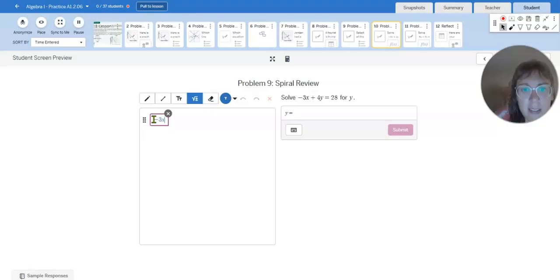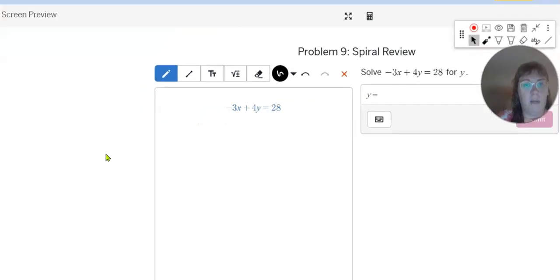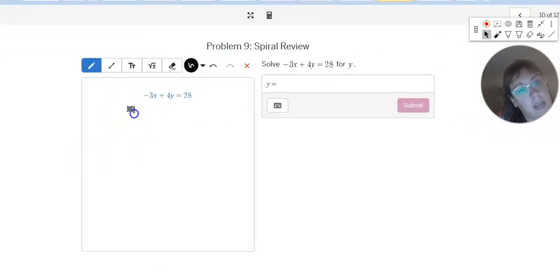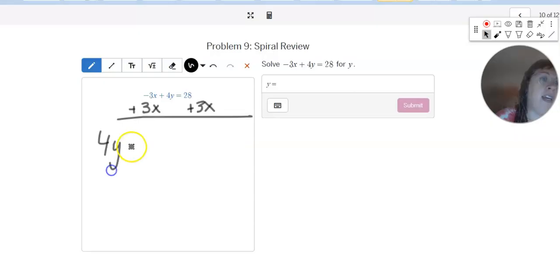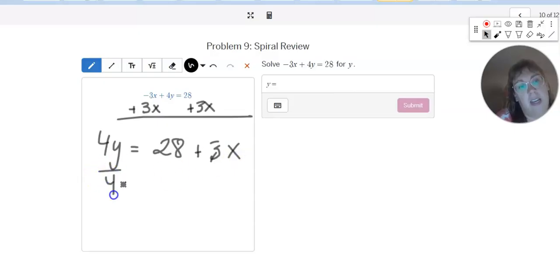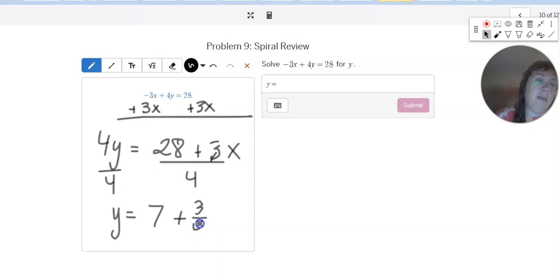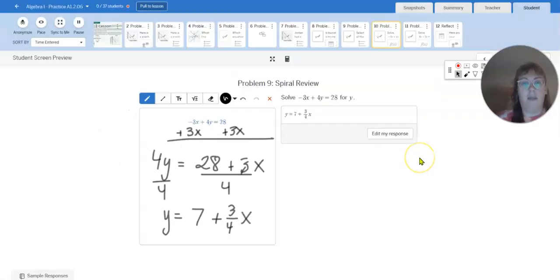We have -3x plus 4y equals 28, and we're solving this for y. So we're going to move that x term by adding 3x to both sides. And then we get 4y equals 28 plus 3x. And then, of course, we're going to divide everything by 4 to get y equals 28 divided by 4 is 7. 3 divided by 4, we can keep that as a fraction, as 3/4 x. And then go ahead and plug that in.